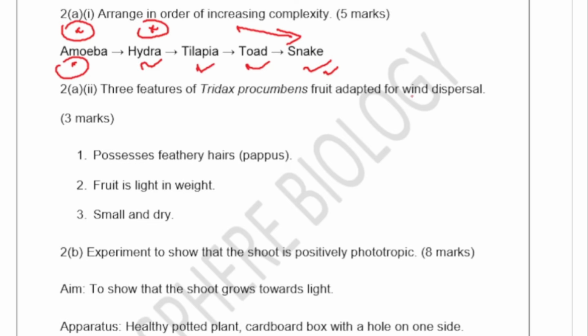Three features of Tridax that help them for wind dispersal. Basically, they have feathery hairs called pappus. Their fruit is very light in weight, and they are small and very dry, so they can be carried easily in the wind.